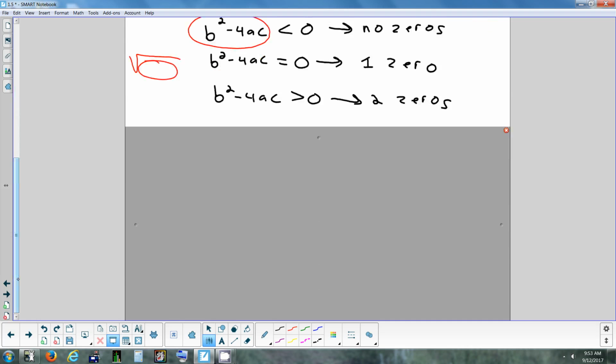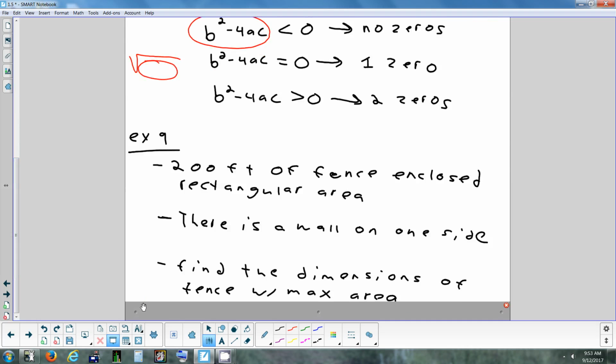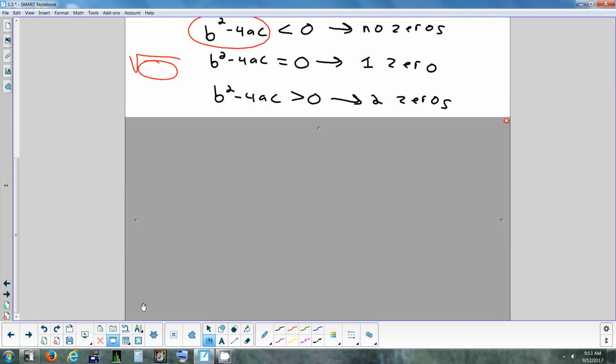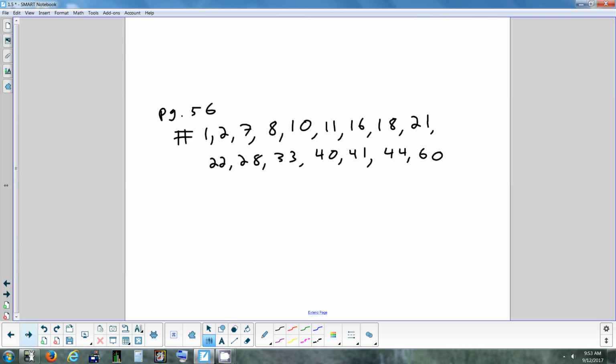And the last one was just an example. There's one like it in the homework, so you could just do the one in the homework, and if you get stuck on it, we'll go over it in class tomorrow. So don't worry too much if you get stuck on the word problem tonight.